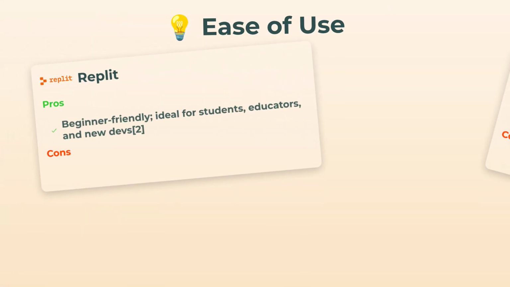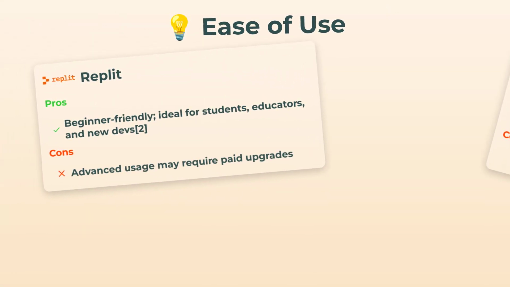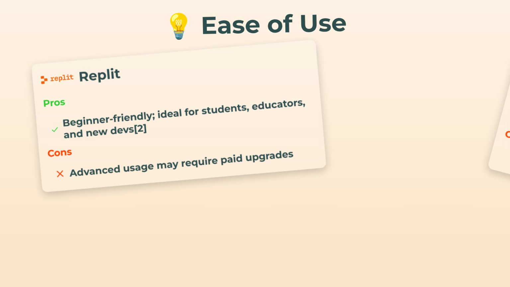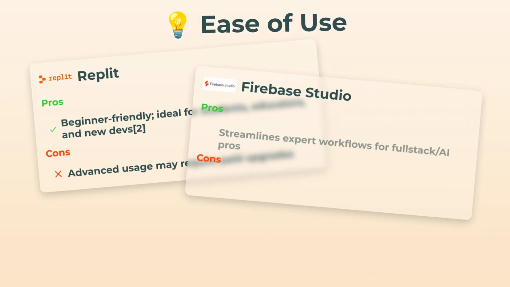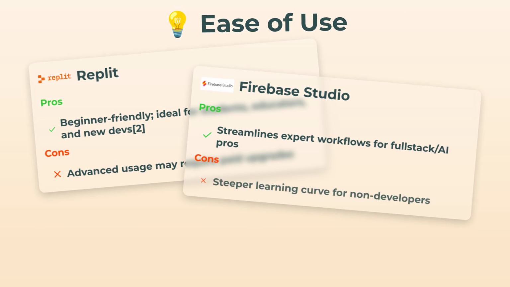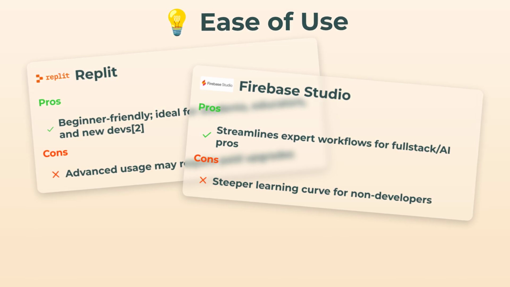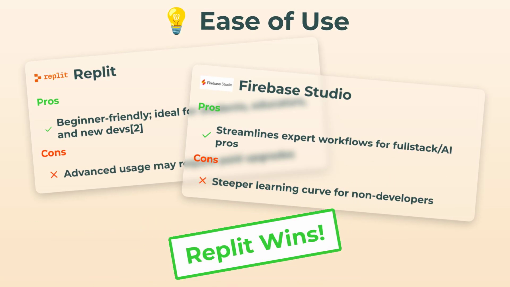Ease of use, and this is big. Replit knocks it out of the park for beginners. If you're a student, a teacher, or someone brand new to coding, honestly, you'll feel right at home. The only real catch is, for advanced stuff, you need to pay up. Firebase Studio's easy if you're like a full-stack dev or pro, but newbies, oof, it gets steep fast. So no contest here, Replit takes the ease of use crown.